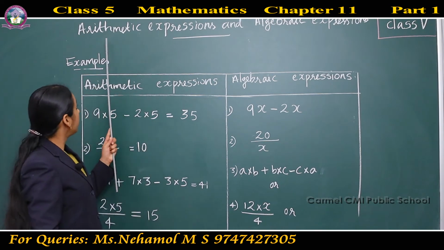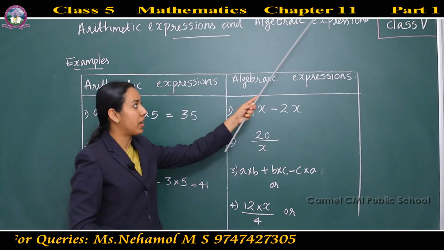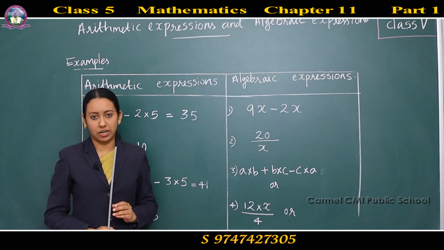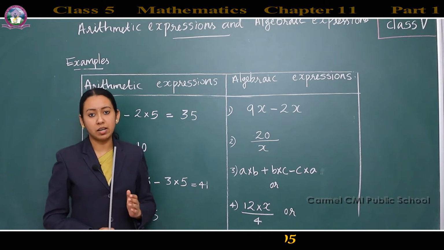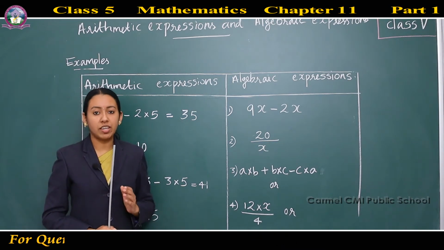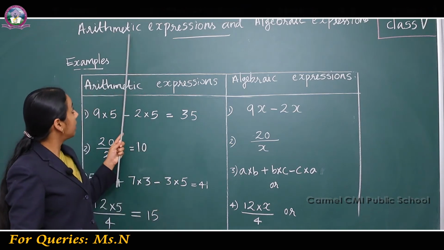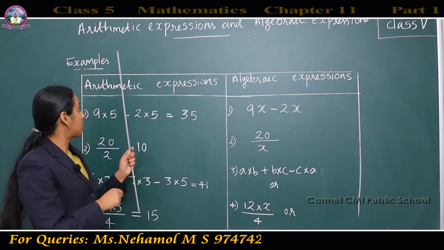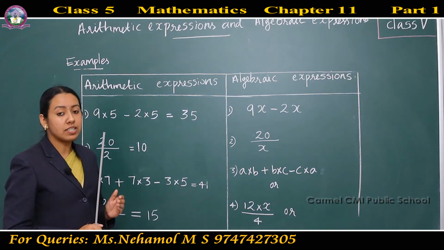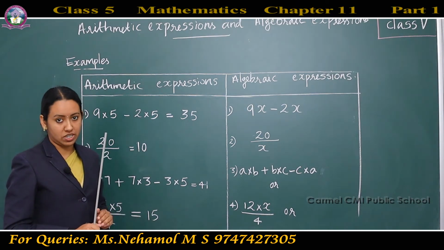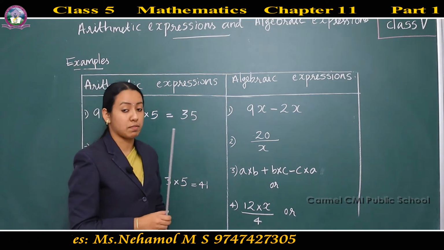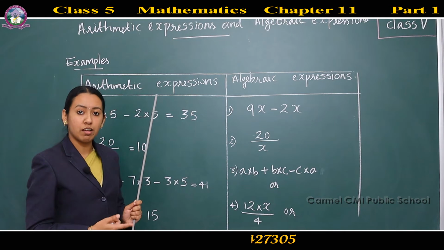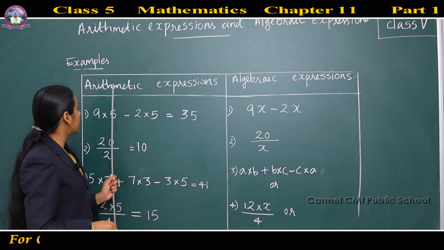Next topic, arithmetic expressions and algebraic expressions. We form expressions using the number operations, that means addition, subtraction, multiplication and division. We have two types of expressions, arithmetic expressions and algebraic expressions. In an arithmetic expression, we use numbers and the four number operations. And in an algebraic expression, we use variables. They are also known as expressions with variables. We can go through some examples.